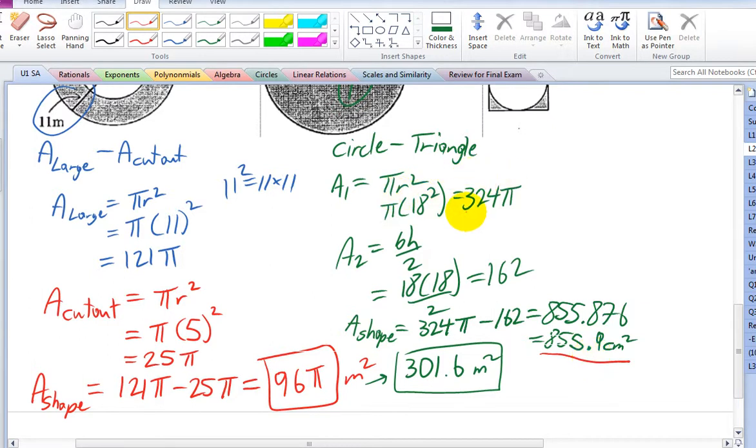Okay, the circle, 324 pi. The triangle, 162. Subtract them. Okay. So on your calculator, you go 324 times pi minus 162. Your calculator will perform the multiplication first because of BEDMAS. So it's okay. Right. Any questions? Hands up if you got that. Okay, hands down.